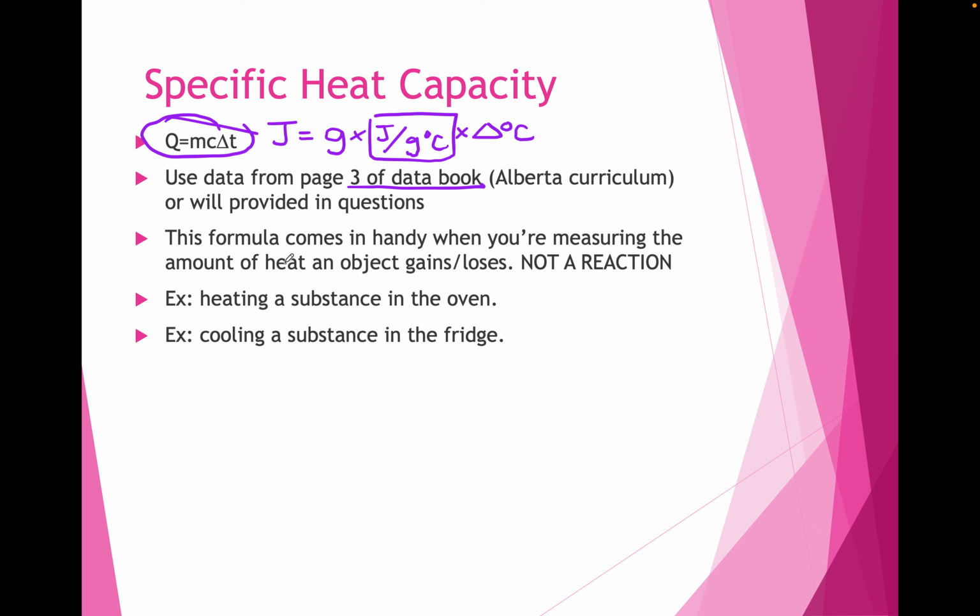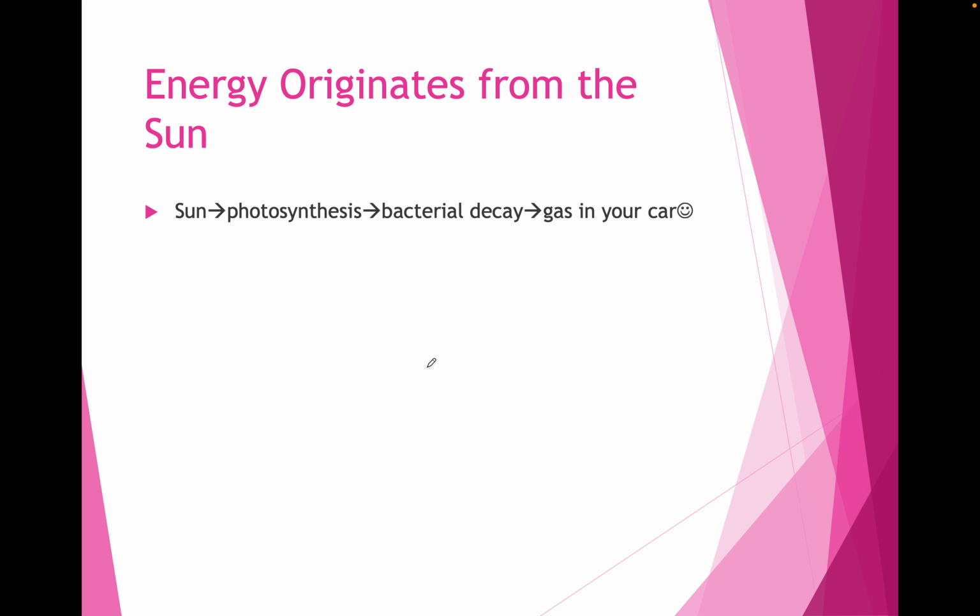You're going to use this formula when you're taking a look at an object that is gaining or losing heat. So to emphasize the Q equals MC delta T formula, you are not dealing with a chemical reaction. So you're either heating a substance up, like heating a substance in the oven, or cooling a substance down, like putting a substance in the fridge. So it's not a reaction.